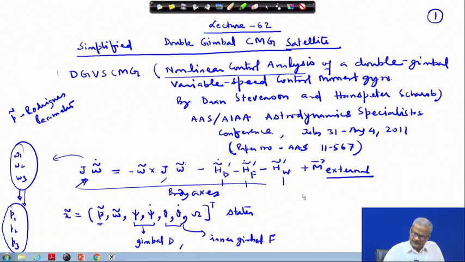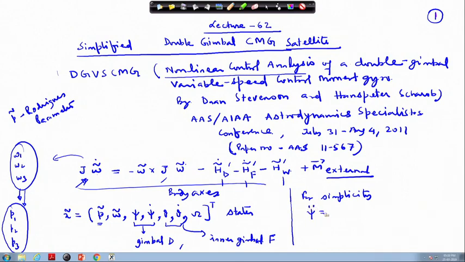For simplicity you can assume that psi double dot equals 0 and theta double dot equals 0. Okay, so the equation will get simplified, and thereafter you can integrate this equation to get the corresponding result.